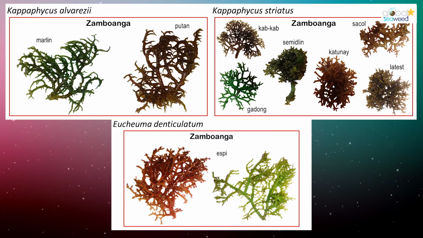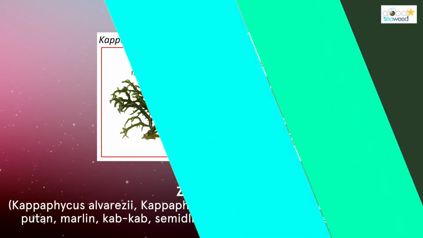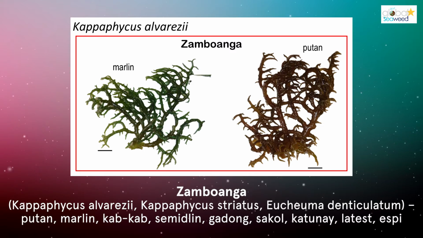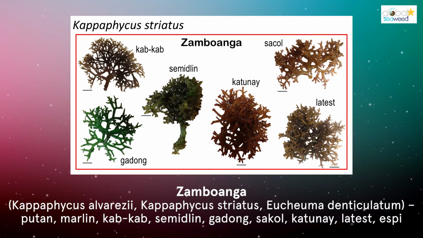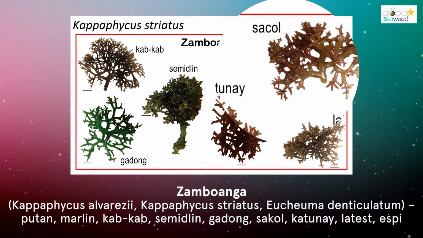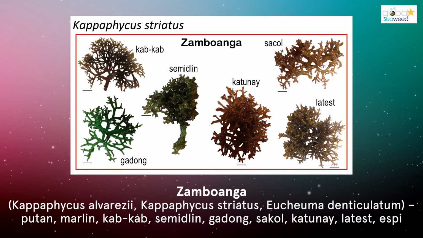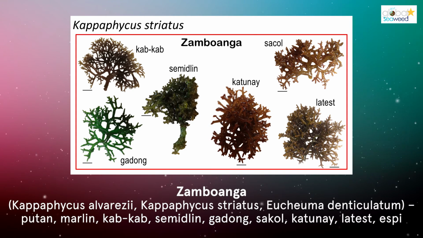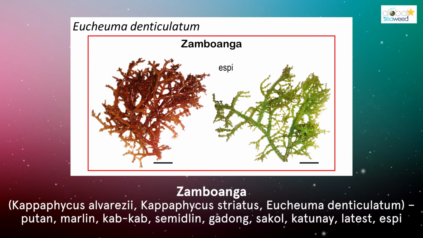Zamboanga farmers cultivate different varieties of K. alvarezii, K. striatus, and E. denticulatum. The K. alvarezii varieties are Putan and Marlin with colors of brown and green. The K. striatus varieties being farmed are Kabkab, Simidlin, Gadong, Sakol, Katunay, and Latest. The varieties of Sakol are brown, green, and Colette, while Katunay are brown and green. The Latest varieties are black, red, and green. For E. denticulatum, the varieties being farmed are SP Million, brown, and green.